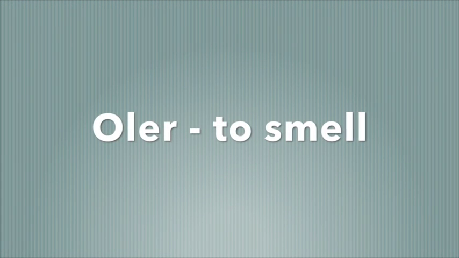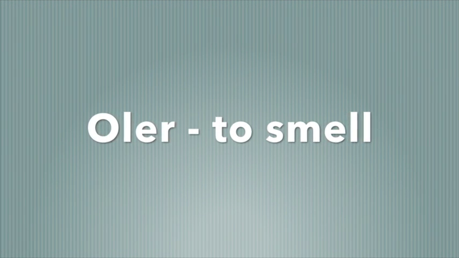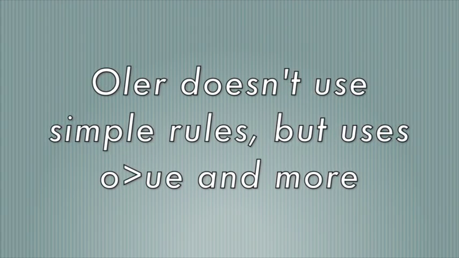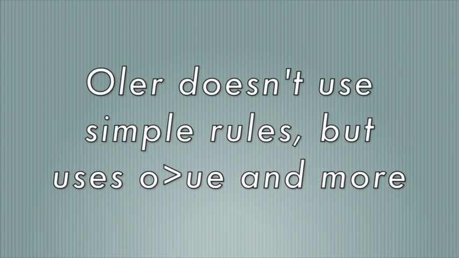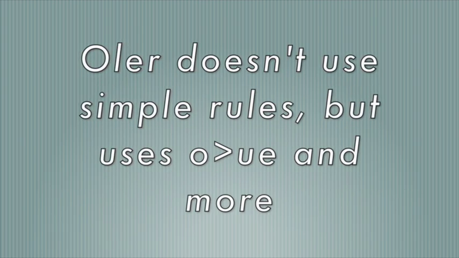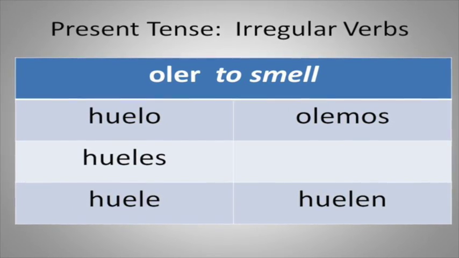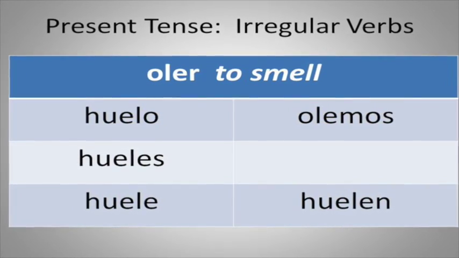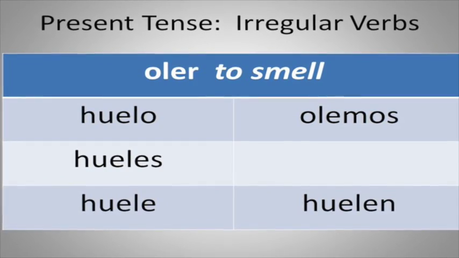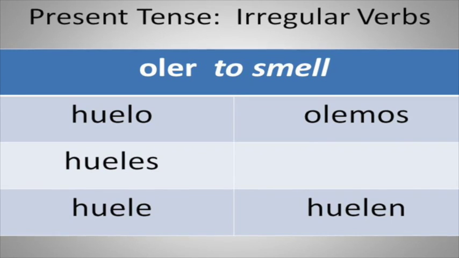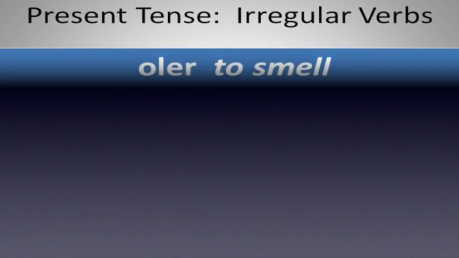Next is the verb oler. Oler means to smell. Oler is also very strange, like oír. It doesn't follow a simple rule, but does use O to UE with more rules to add on. Oler in its forms are conjugated to huelo in the yo form, hueles in the tu form, huele in the usted form, and huelen in the ustedes form. Again, nosotros and vosotros are normal conjugations.